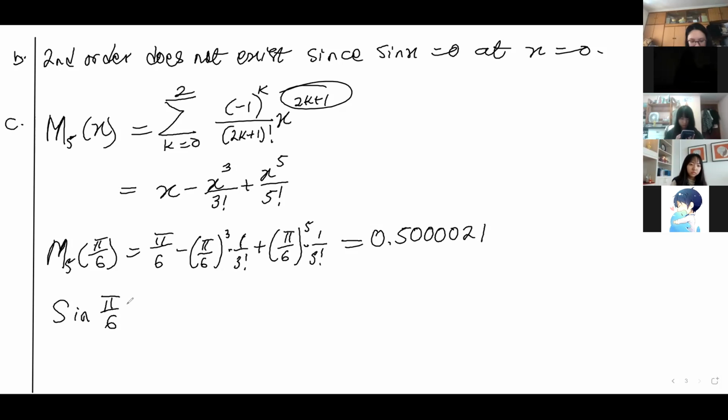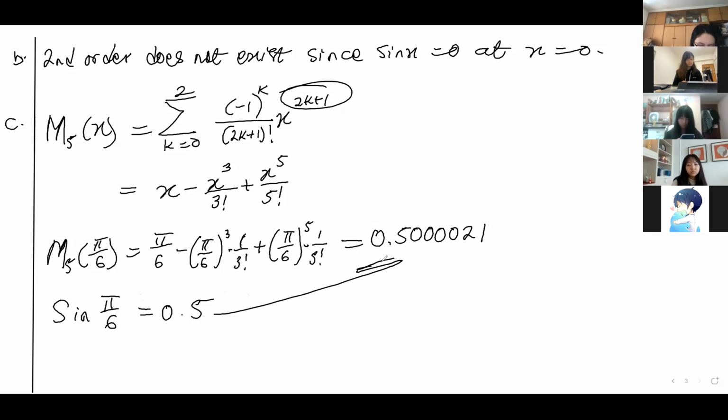Why are we comparing with sine pi over 6? Remember, this is the expansion of sine up to the 5th degree. So sine pi over 6 is just 0.5. So if you look at it, it's a good approximation indeed. That's what we have just found and compare with this. Which is very close to what that will be.